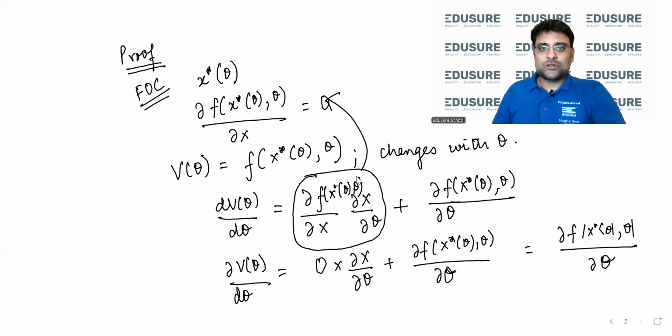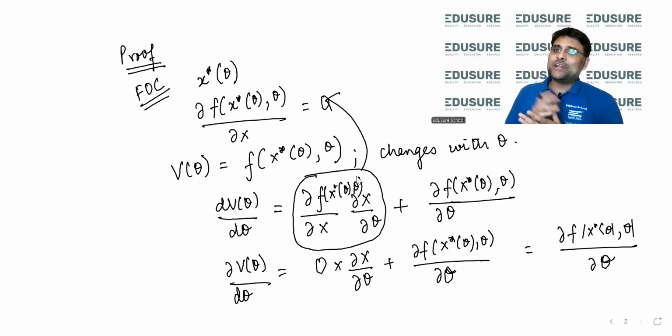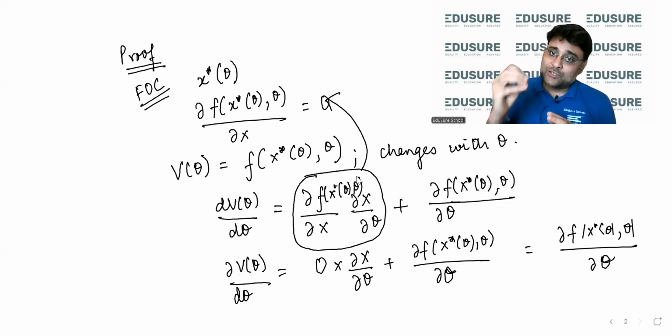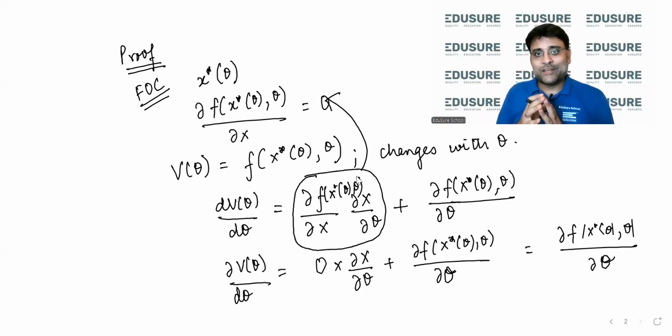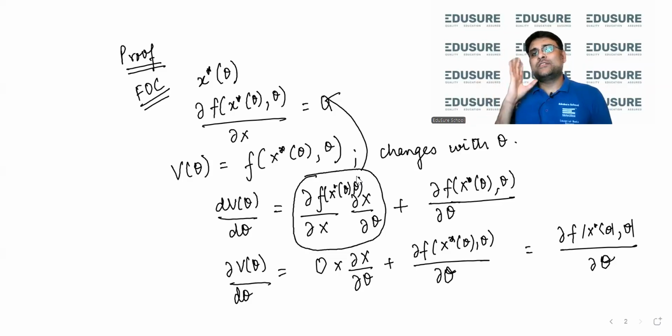Okay, that is what the envelope theorem says. So if I want to talk about the interpretation, the envelope result tells us that the rate of change of the objective function's optimal value with respect to a parameter theta can be found by directly differentiating the objective function with respect to theta, and it is obviously evaluated at the optimal choice of x star.